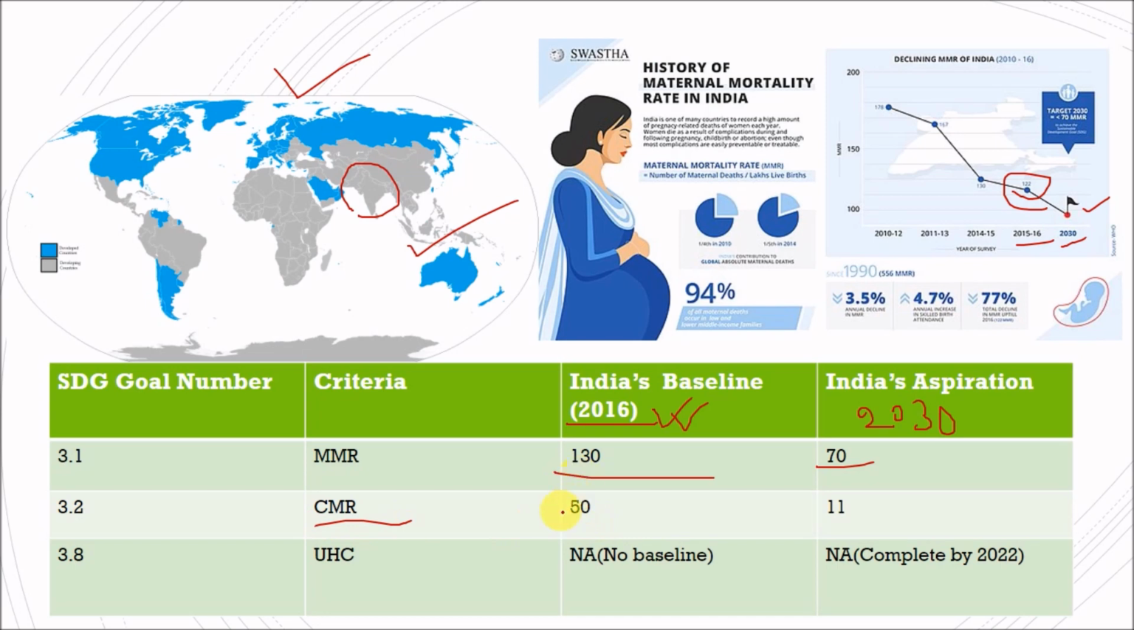Similarly, CMR was 50 in the year 2016, and India's aspiration is that it has to be reduced to 11 in the year 2030.